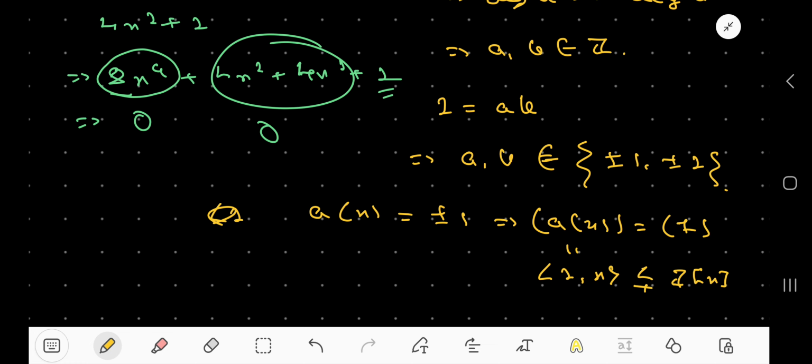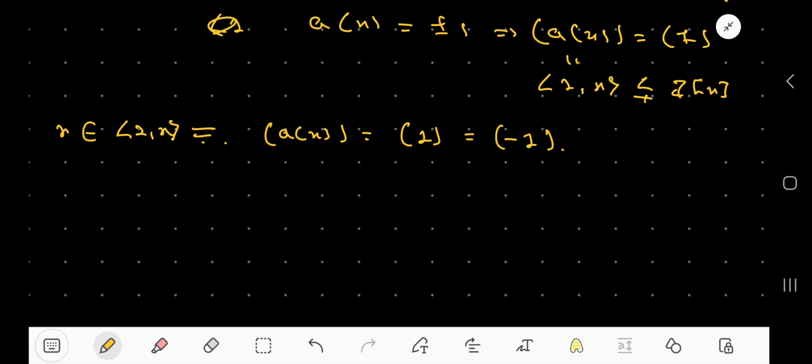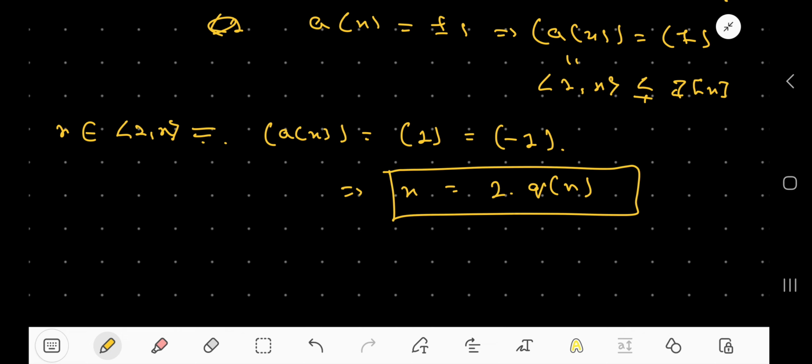How do I talk about the second case? Sorry, how do I handle the second option? I need to assume that the polynomial A(x) is either plus 2 or minus 2, right? So therefore the ideal generated by A(x) must be the ideal generated by 2 or the ideal generated by minus 2, right? But now observe that this is exactly equal to the ideal generated by 2 and x, and x is necessarily in this ideal, but that means that x must be equal to 2 times a polynomial, say q(x), and this is impossible, right?